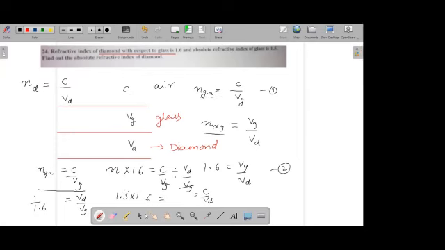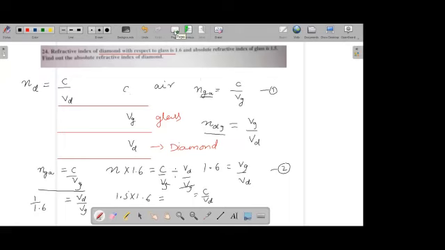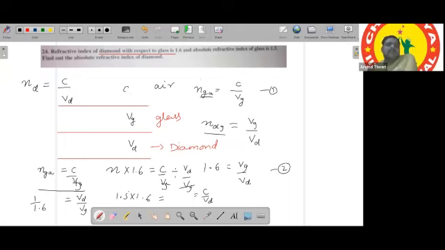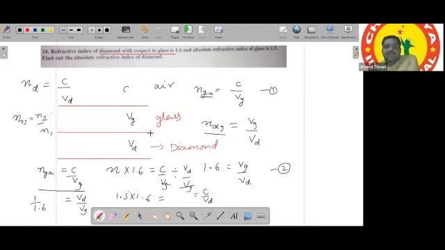Sir, instead of using the speed formula, can we just directly put the relative refractive index in the exam? Yeah, you can directly use the formula of the relative refractive index. The formula is n21 will be equal to n2 by n1. Refractive index of medium 2 with respect to 1 is refractive index of medium 2 divided by refractive index of medium 1. This also you can use, whatever you are comfortable with. If you remember the formula, you need not worry about this. You can directly get this in one step.